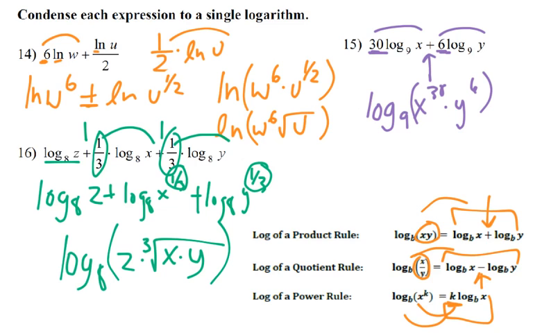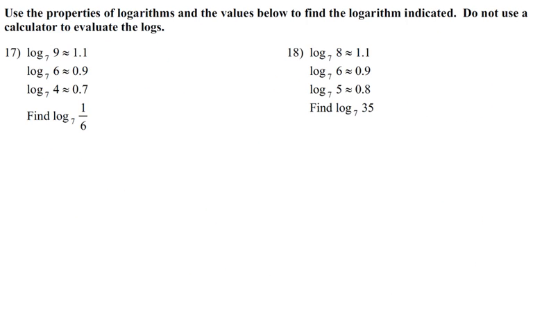Alright, so condensing, you're just taking it back the other way. Same idea. Alright, now use properties of logarithms and the values below to find the logarithm indicated. Do not use a calculator to evaluate the logs. So now we're using those same rules, but we're trying to simplify them to numbers we can use.